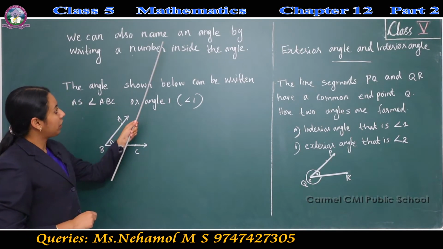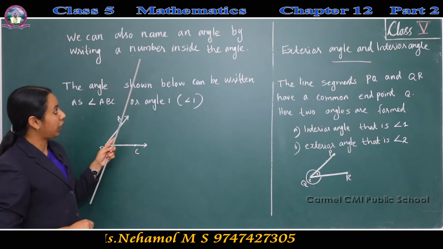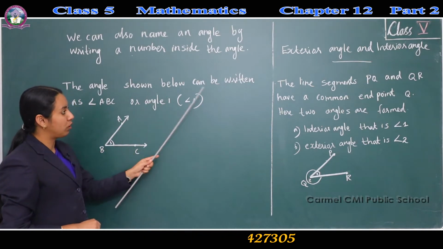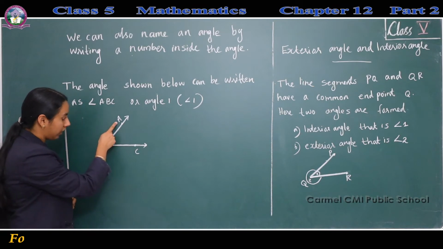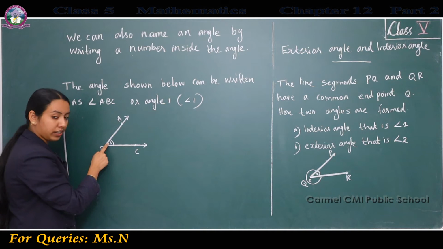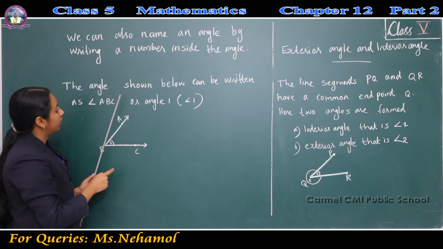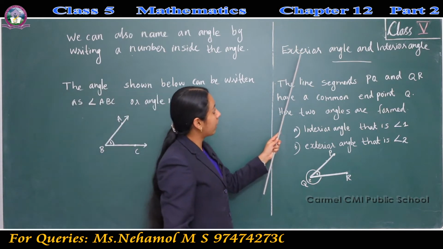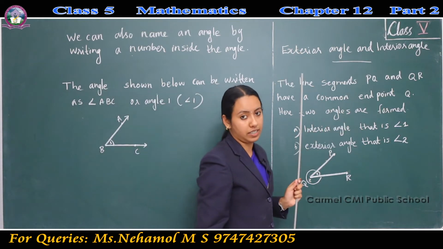We can also name an angle by writing a number inside the angle. The angle shown below can be written as angle ABC or angle 1.